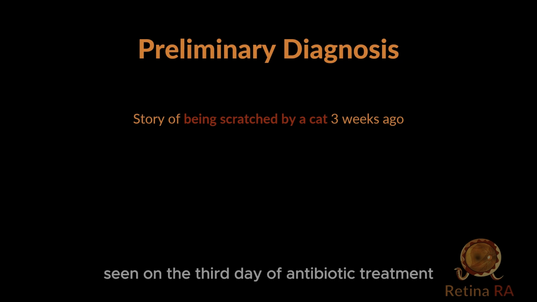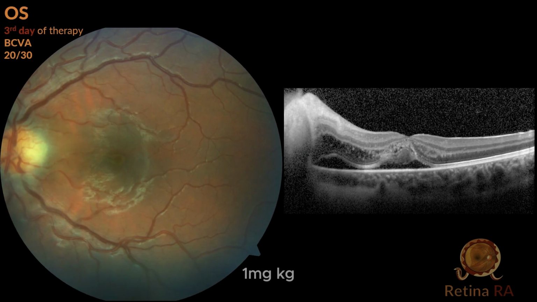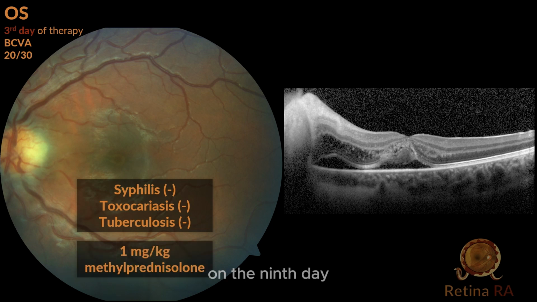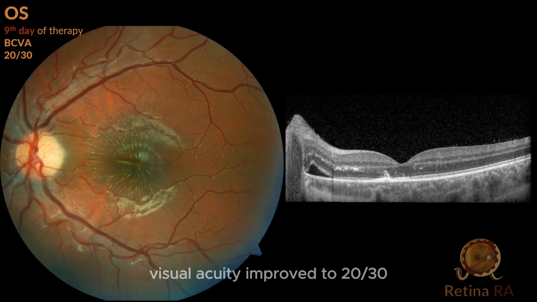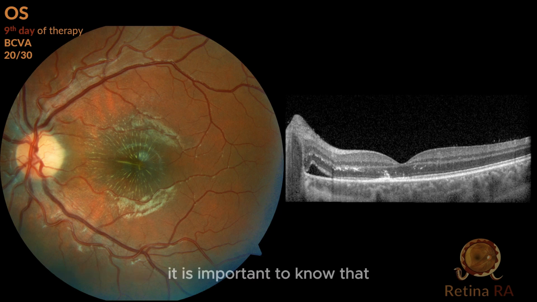After the improvement seen on the third day of antibiotic treatment and the negative results of syphilis, toxocariasis, and tuberculosis tests, 1 mg/kg methylprednisolone treatment was added to the patient. On the 9th day, visual acuity improved to 20/30, healing continued and macular star appearance appeared. It is important to know that the macular star appearance in neuroretinitis occurs between the 7th and 10th days.